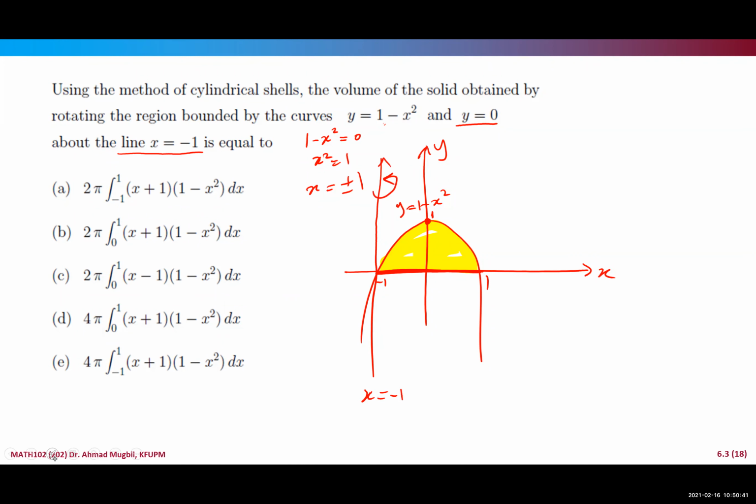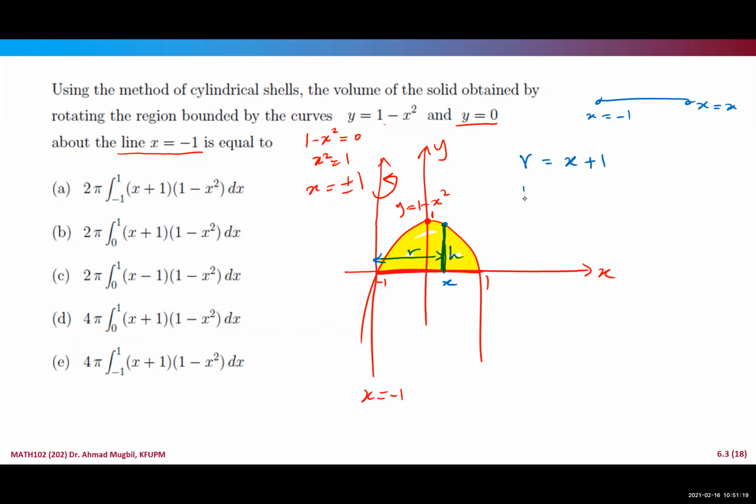Now what we need to find, to use the shells method, is this: we will draw a line parallel to the axis of rotation. The length of this line will be h, and the distance from here to here will be r. So in this case, what is the radius? Because it is a vertical line, ask yourself what x is here. X here is the x variable. X there is -1. So it will be x minus -1, which is x plus 1.